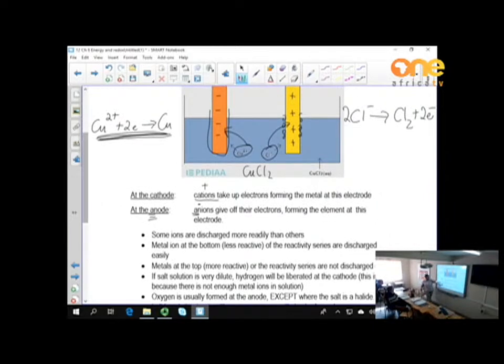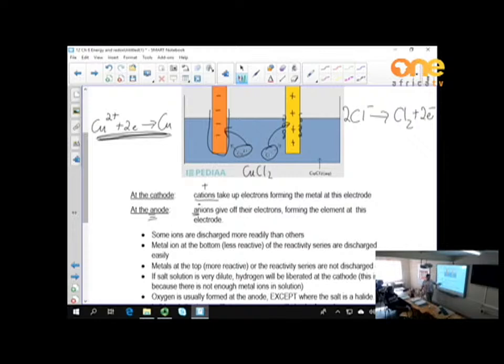Some ions are discharged more readily than others. We've already said when we did the extraction of aluminium that it's very difficult to electrolyze aluminium because it is so reactive, and it violently forms chemical bonds which are very difficult to break. So some ions are discharged more readily than others. Just very simply, sometimes if the metal is too reactive, it's very difficult to discharge it from the solution or the molten mixture.